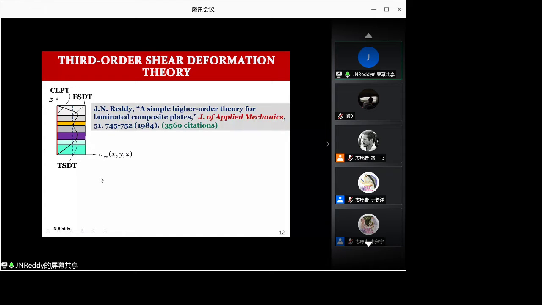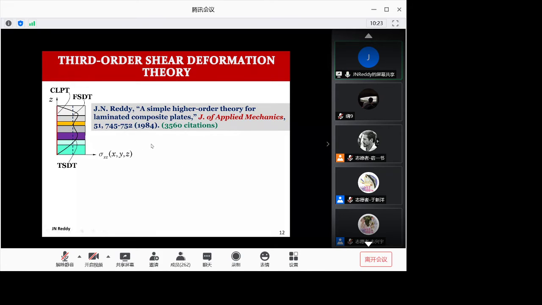This theory was published in 1984 in the Journal of Applied Mechanics. And I think I checked today, it has 3,560 citations. I have a lot of citations for my books and others, but this is the one paper that has the most citations.